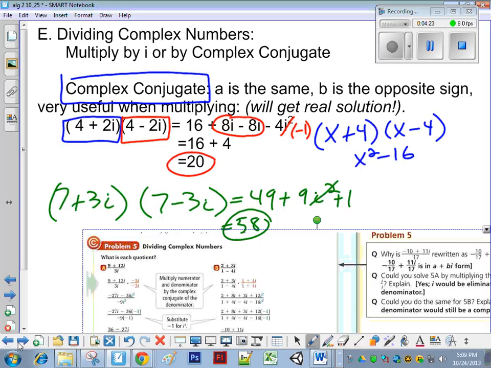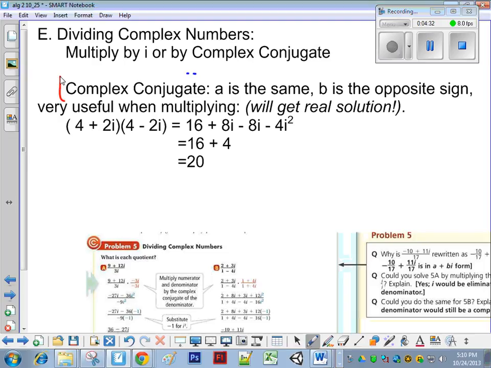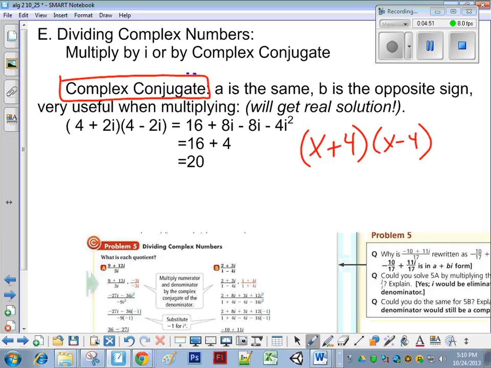Now, dividing is a whole other issue. With dividing, we have this process called the complex conjugate. I want to refer back to when we first learned how to work with the difference of squares. At some point, we've learned how to multiply something like x plus 4 times x minus 4. When I multiply this out, I have x squared plus 4x minus 4x minus 16. The middle terms cancel out. I'm left with x squared minus 16, two terms.